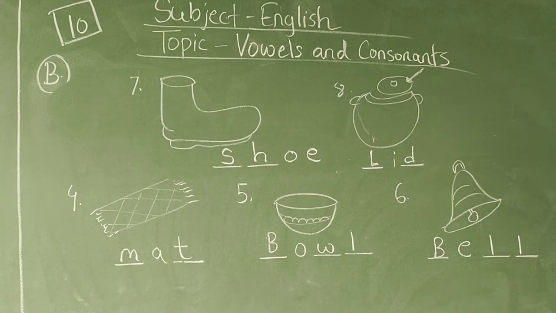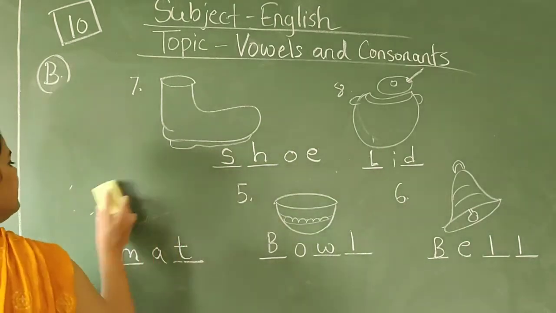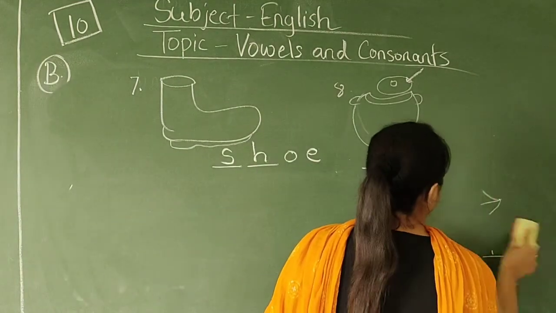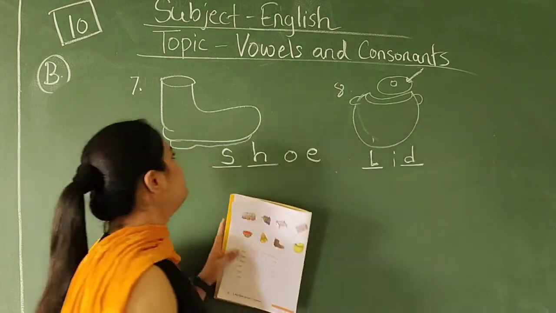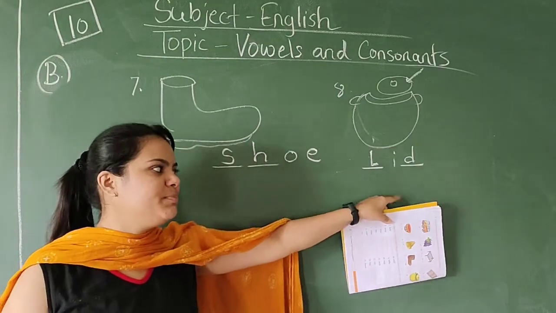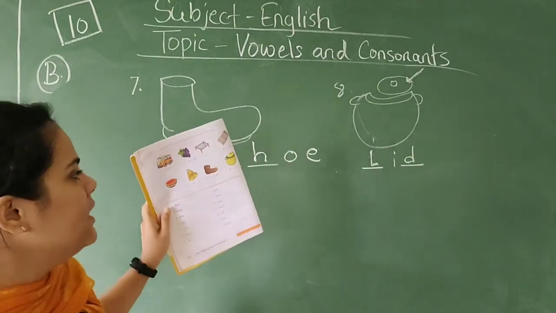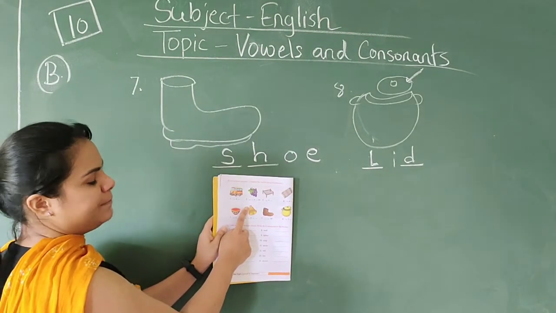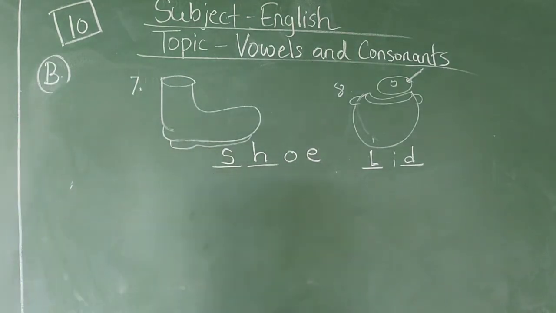So we have completed the question, picture number 7 and picture number 8. I hope you all have completed number 5, 6 and 4. So complete picture number 7, that is called SHOE, shoe, and number 8, that is LID, lid. So here we have completed question number B.